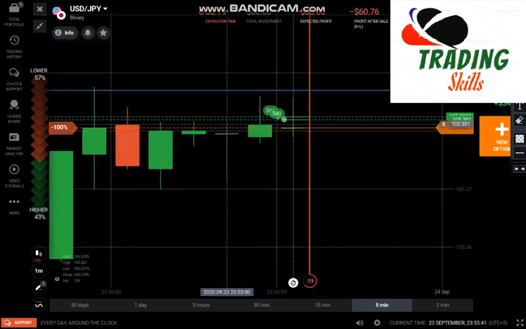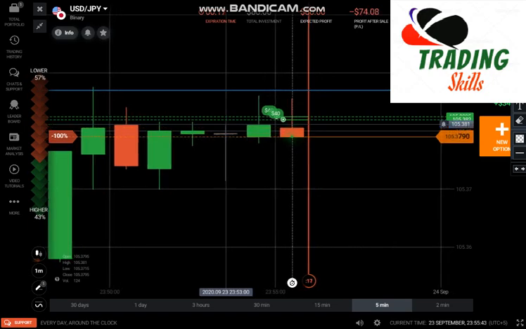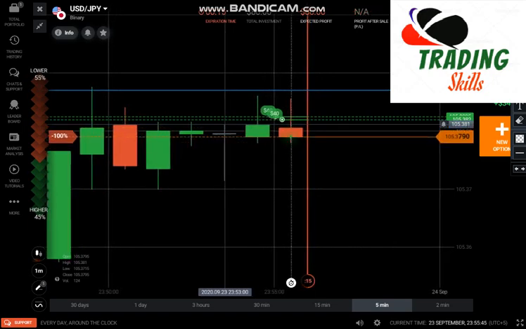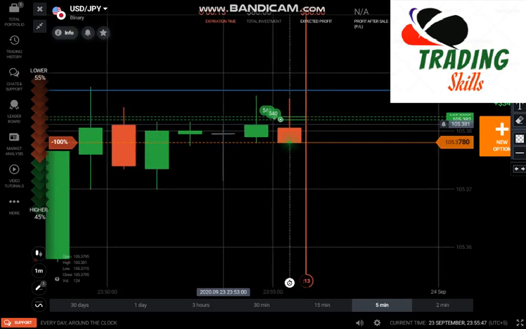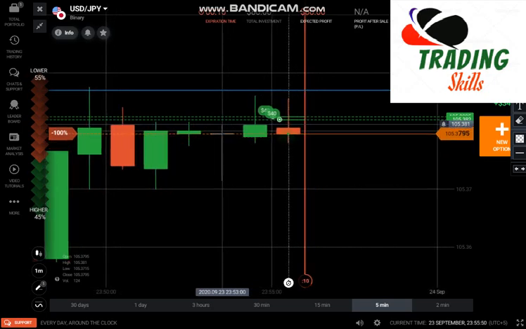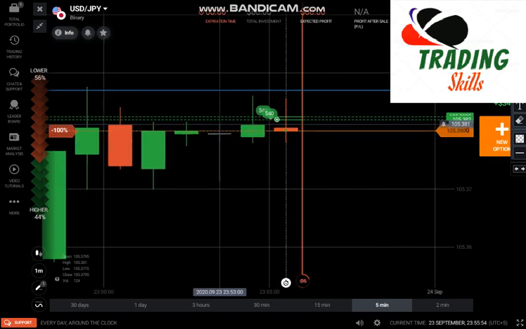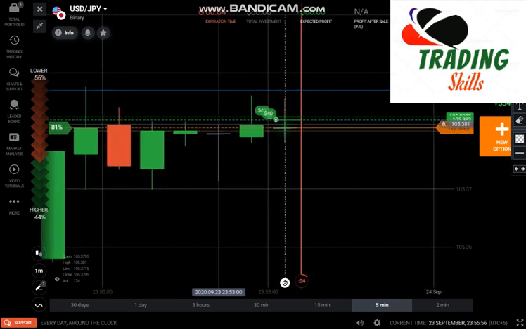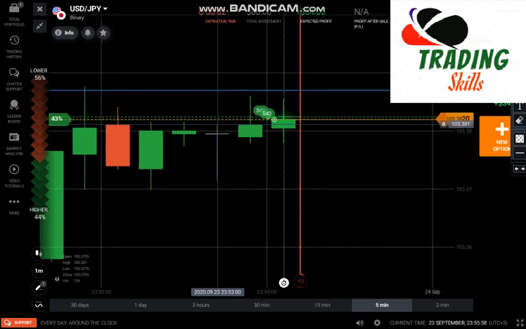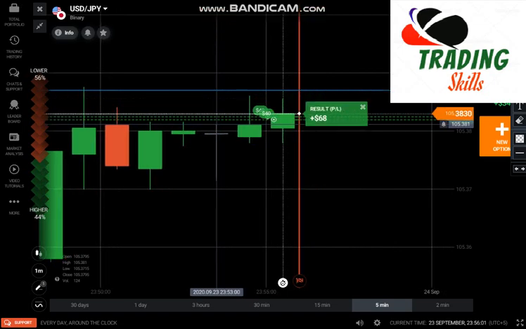This is my last trade. After this trade I will finish my trading. So let's see, 15 seconds. The candle has to go up, and it has to close as a bullish. Let's see what happens. It has to close. Yes, I won my trade.